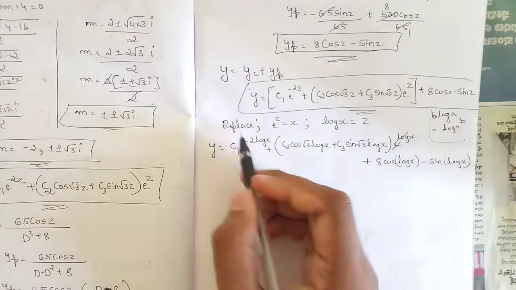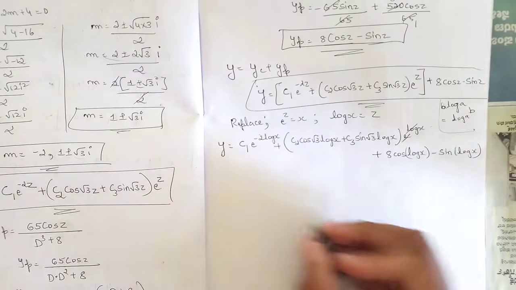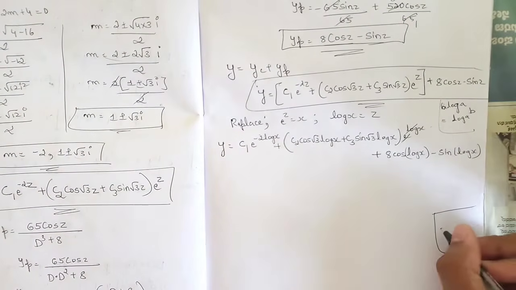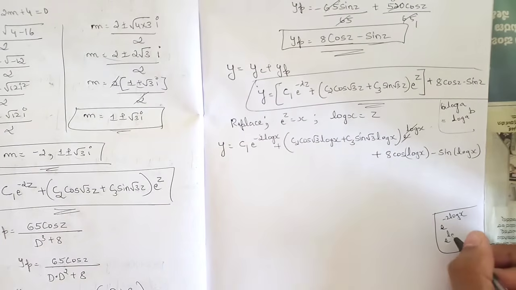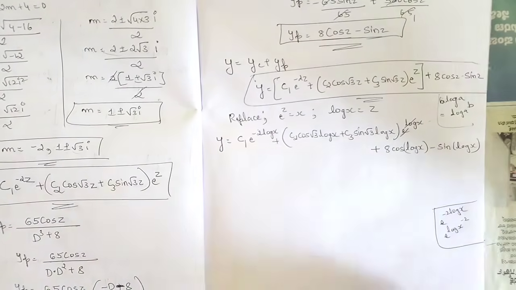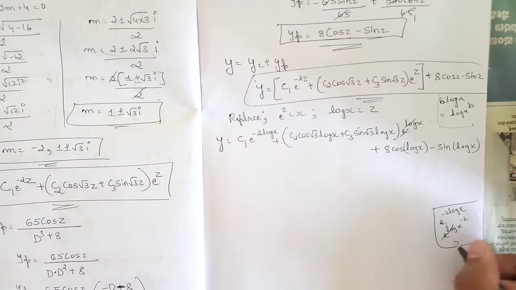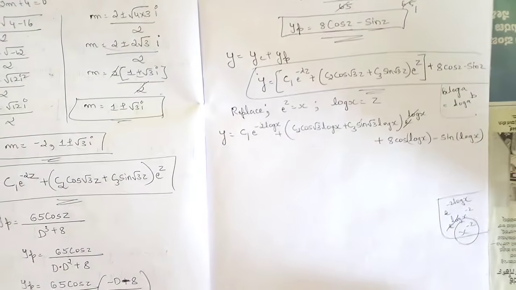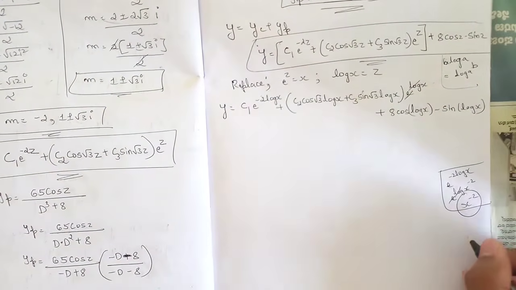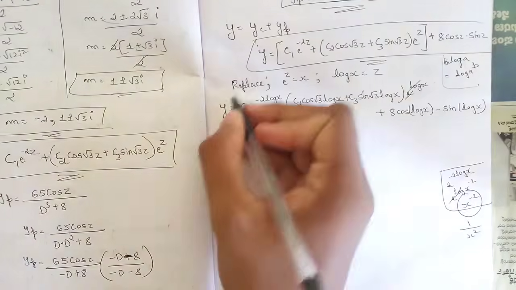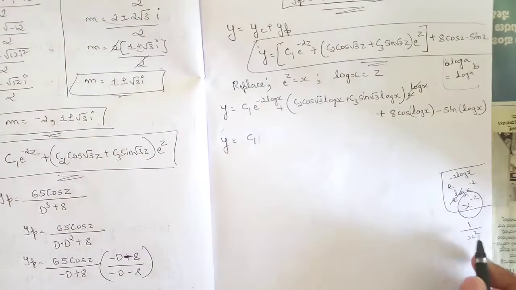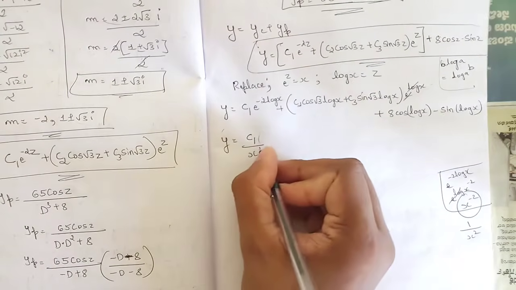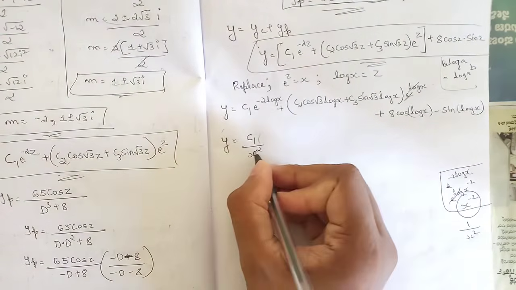So the same thing we are going to do here. So this we can write as e to the power minus 2 log x, right? You can write it as e to the power log x to the power minus 2, okay, where we can cancel e and log. We are left with x to the power minus 2. That we can write as 1 by x square, right? So the first term will be looking like c1 into 1 by x square, that is c1 by x square. Write it directly, c1 by x square.